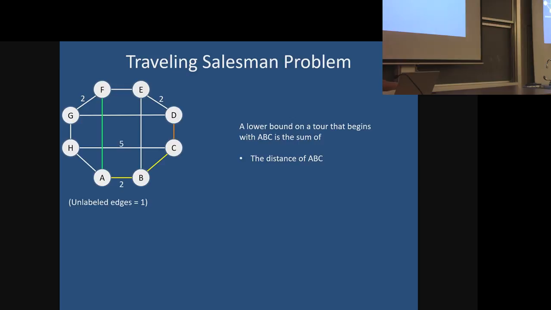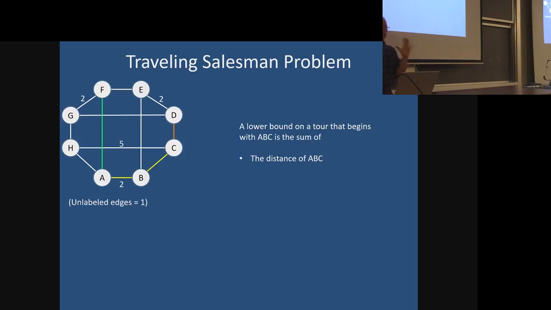So we take the known cost, ABC. We take the minimum spanning tree that hooks those things together, D, E, F, G, and H. What else do we need to add in? The lightest edge from C to the minimum spanning tree, and the lightest edge from the minimum spanning tree to A. Right. We have to hook the path ABC to the minimum spanning tree. So we take the lightest edge out of A to one of those, and the lightest edge from C out to one of those.